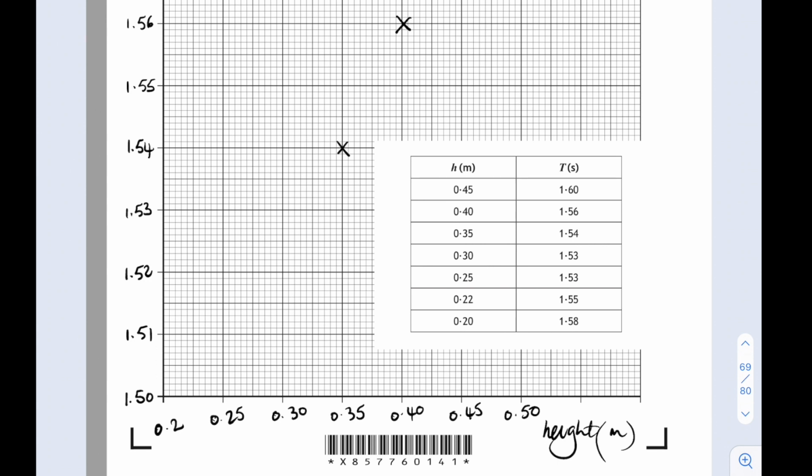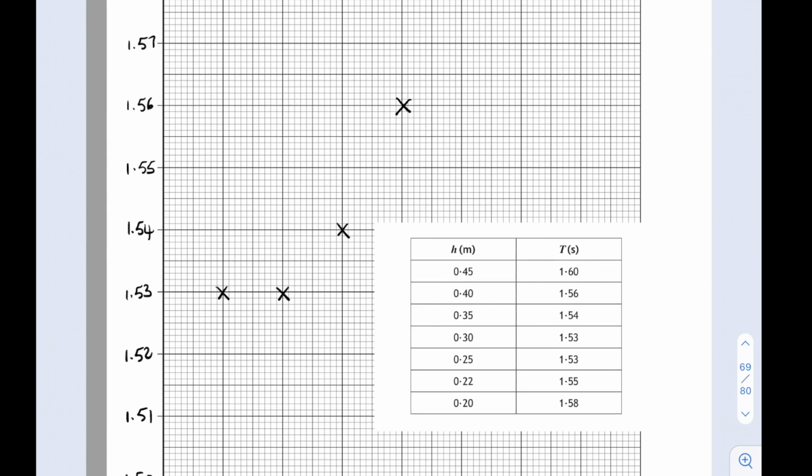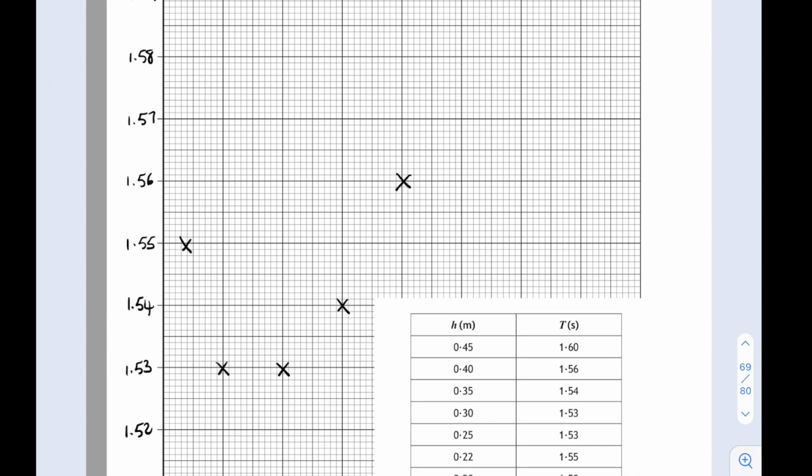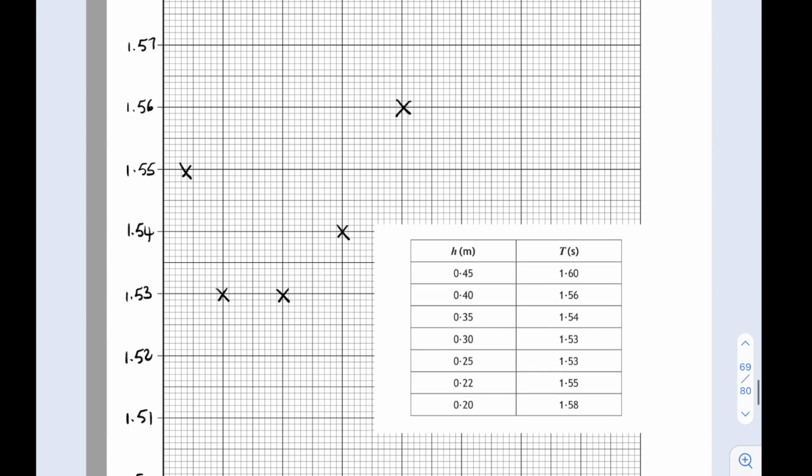Okay. 0.3 and 1.53. 0.25 is also 1.53, and 0.22, blimey, that's a strange one. 0.22 is at 1.55. 0.22 is 4 boxes along. There we go. And the last one is 0.2, and that's up at 1.58 again. So there's my points. Strange looking graph this.